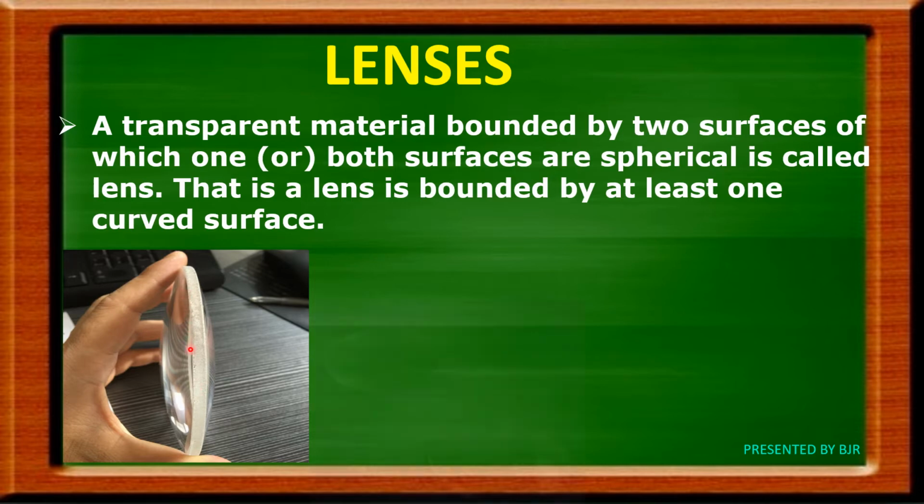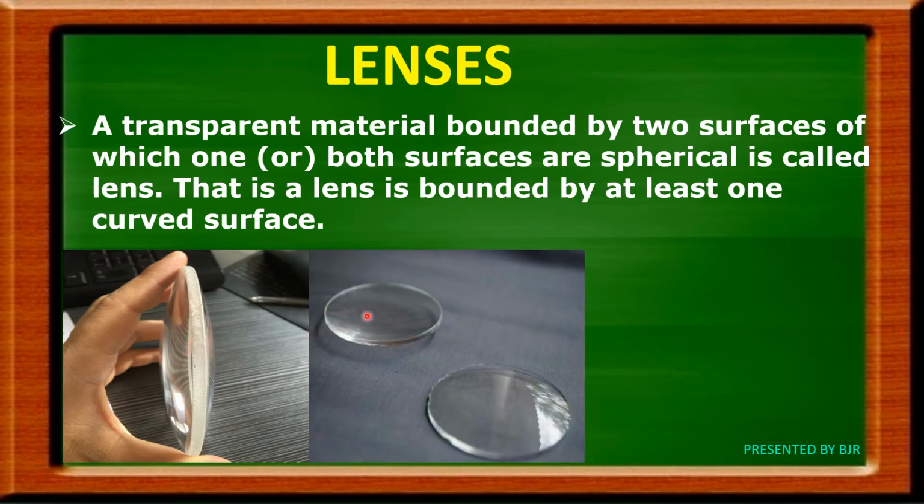You can see some more convex lenses here. Okay, so at the middle, that is here, it is thick as compared to the edges. So this type of lens is called convex lens.